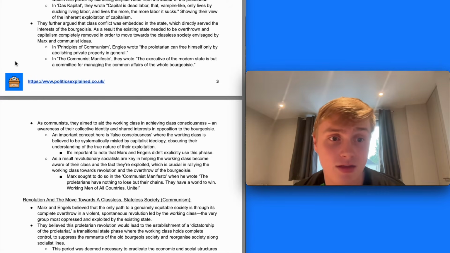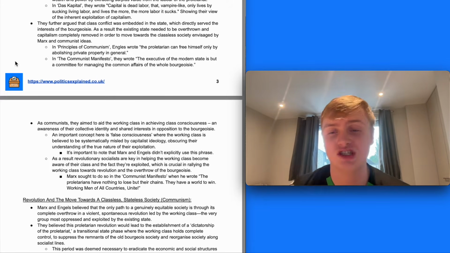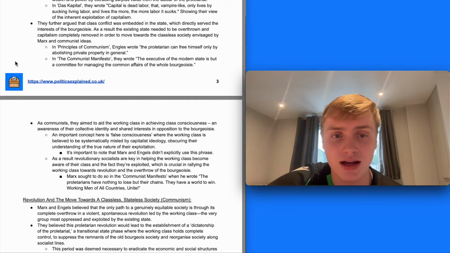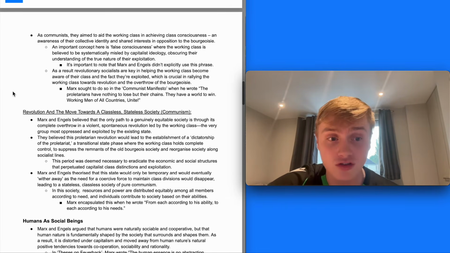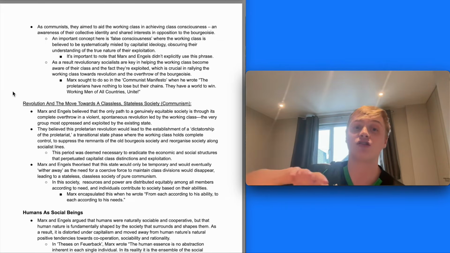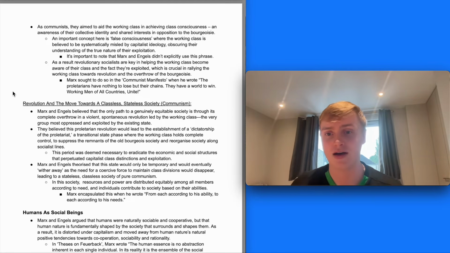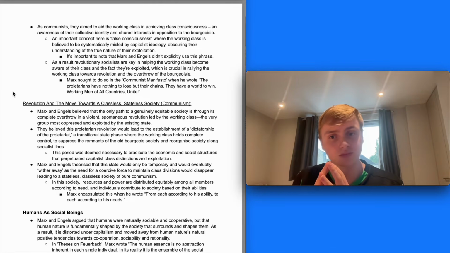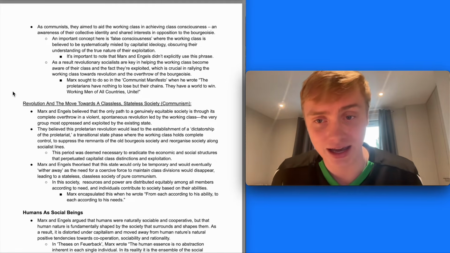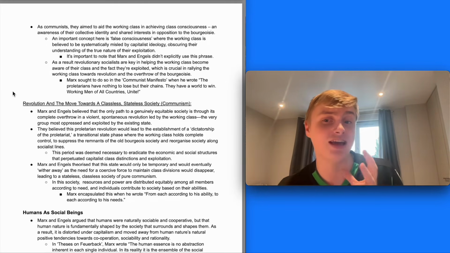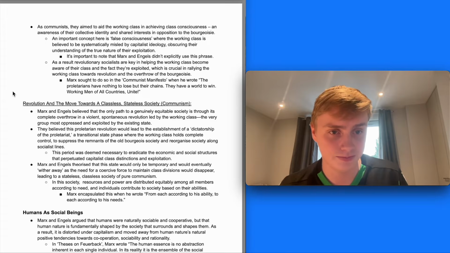And to do so, they seek to aid the working class in achieving class consciousness, which is an awareness of their collective identity to overcome the false consciousness, which doesn't recognize that they're being exploited. So that you can have the collectivism and workers working together and coming together in a mass revolution to get rid of and replace capitalism.